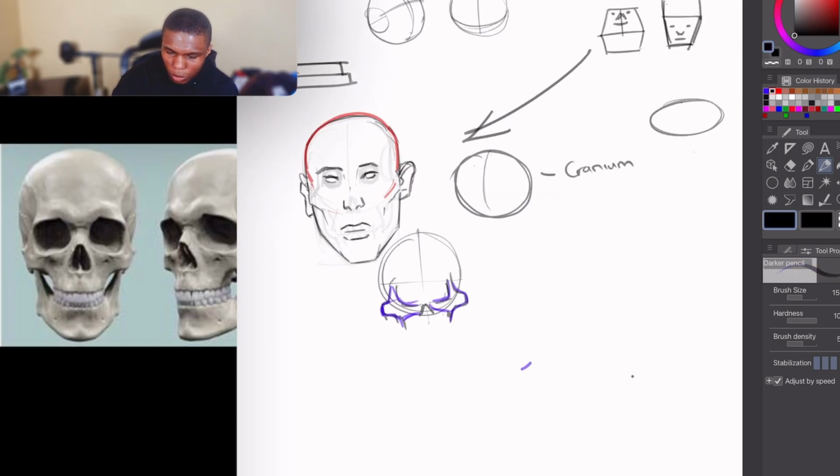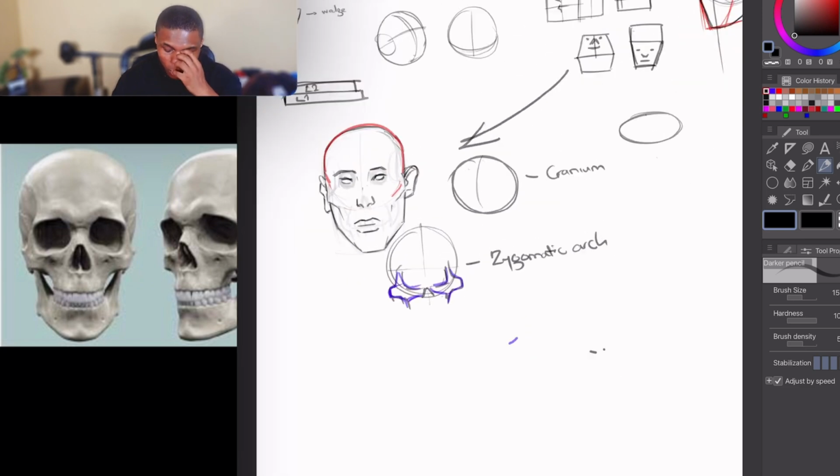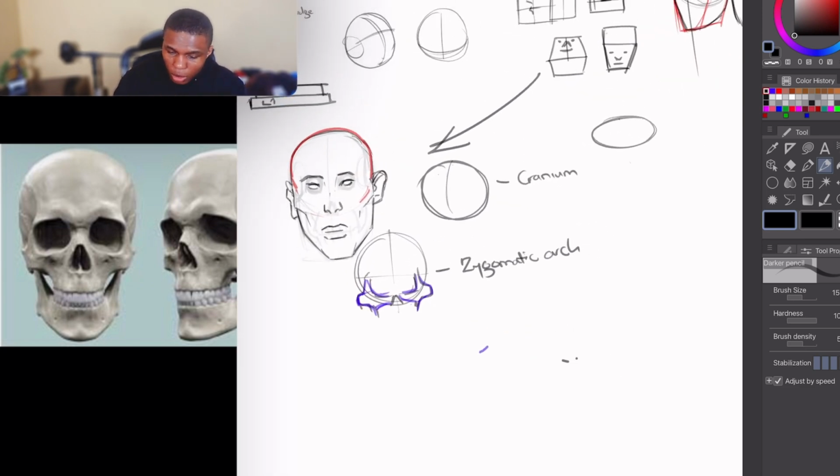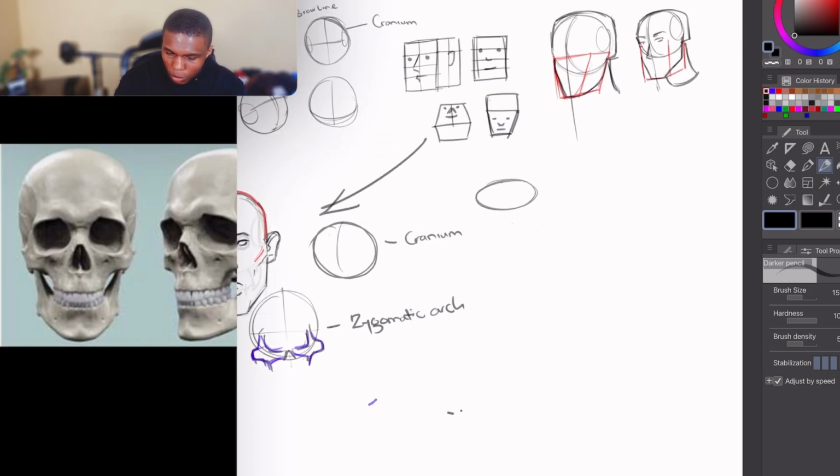It's another shape to remember. Zygomatic arc. Is that H? Zygomatic arc. The next thing is the nostrils or the nasal bone. Our nasal bone is over here.